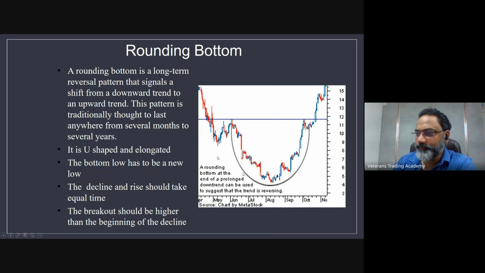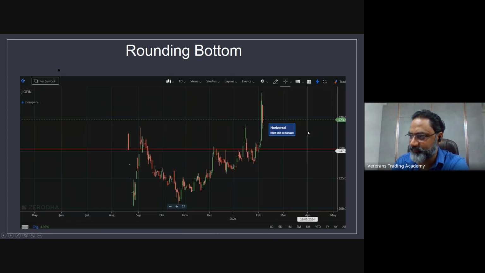So what happens in a rounding bottom? The stock is in a decline phase, but it reverses very gradually from the bottom, almost like a rounding sort of thing, and thereafter it forms some sort of handle. So rounding bottom is almost like a cup and handle pattern, which is a continuation pattern. And when it forms at the bottom, we call it a rounding pattern, okay? So it's a U-shaped pattern, something like a U-shape, where the bottom makes a new bottom, but it's rounding, and thereafter it forms a handle sort of pattern, and then it breaks out at a higher level.